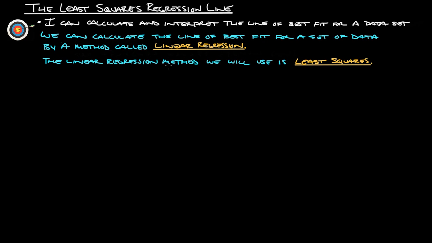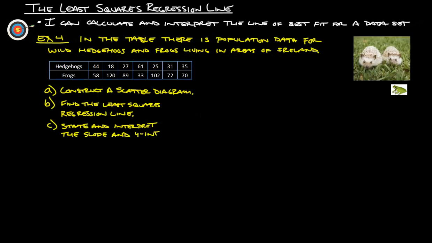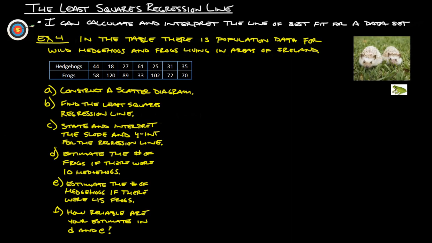The linear regression method that we're going to use is called least squares. I will not test you on this. No need to write it down. You're just going to see some strange words, linear regression and least squares, and that's just the method that we're going to be using here. So we're just going to go straight into examples, because I think this is probably the easiest way to understand this.